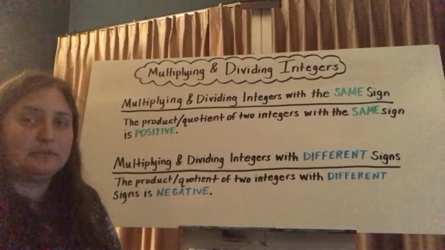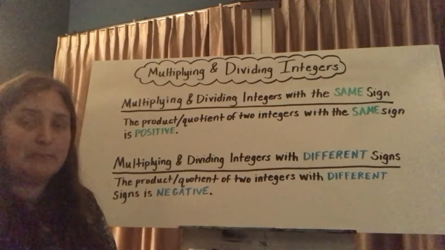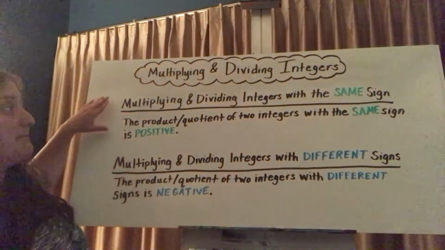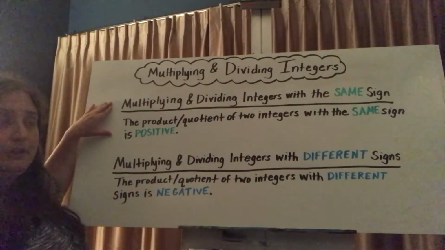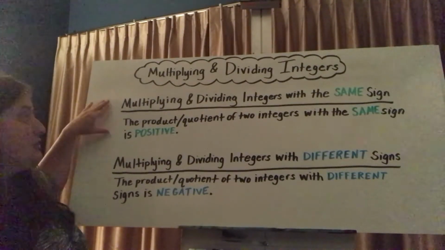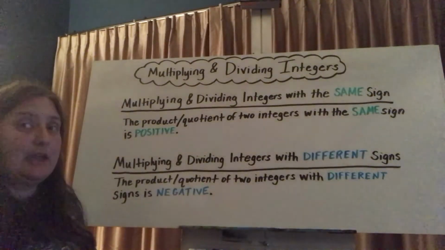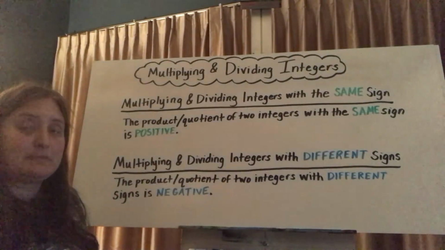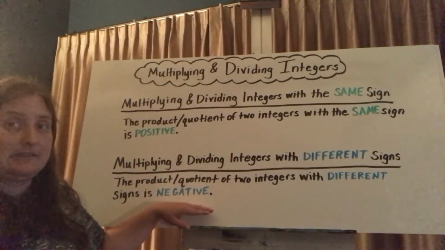Today's topic is multiplying and dividing integers. Two key ideas to remember: if you're multiplying or dividing integers with the same sign, both positive or both negative, your answer will be positive. If you're multiplying or dividing integers with different signs, so one integer is positive and one is negative, your answer will be negative.